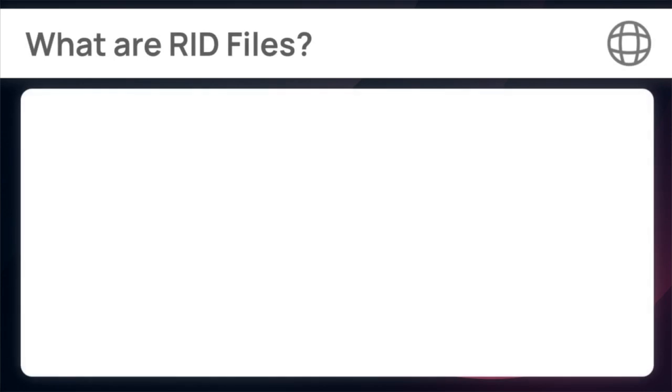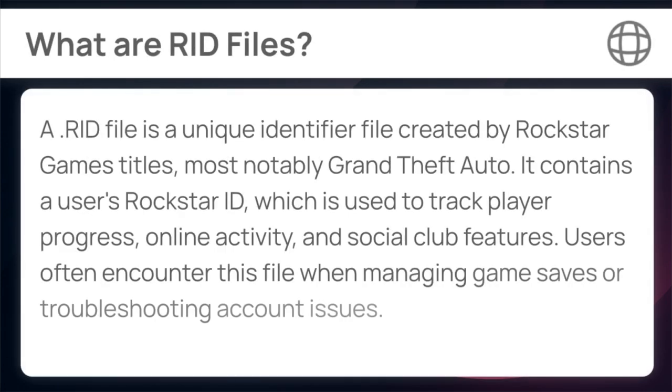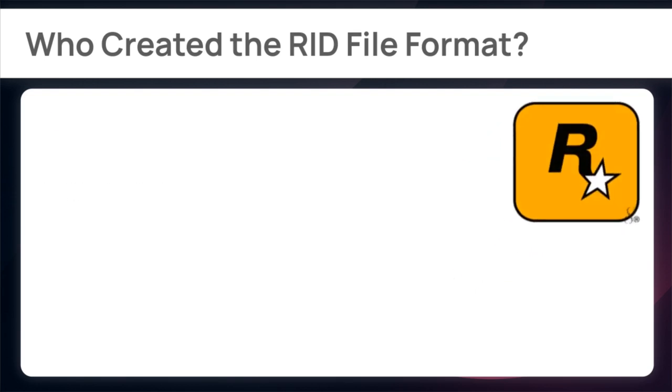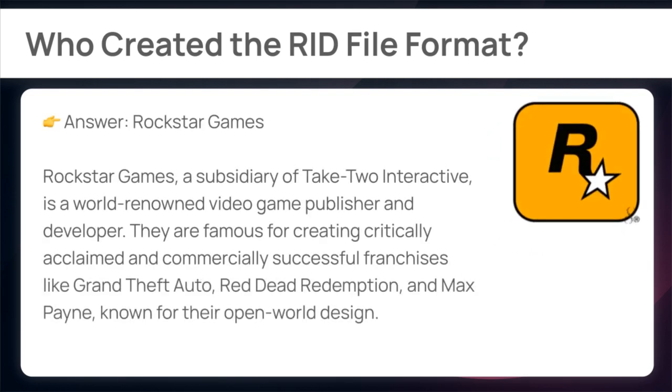A RID file is a unique identifier file created by Rockstar Games titles, most notably Grand Theft Auto. It contains a user's Rockstar ID, which is used to track player progress, online activity, and social club features. Users often encounter this file when managing game saves or troubleshooting account issues.